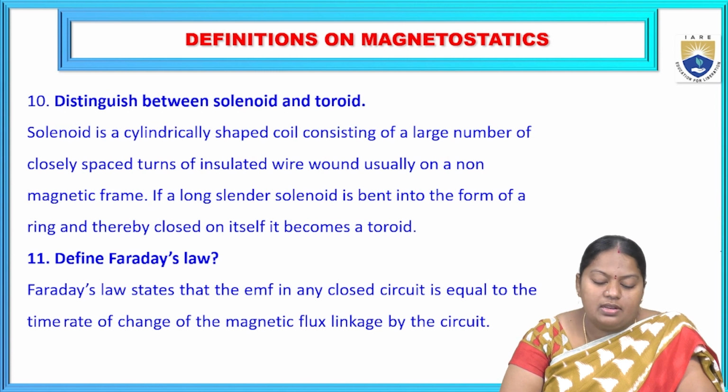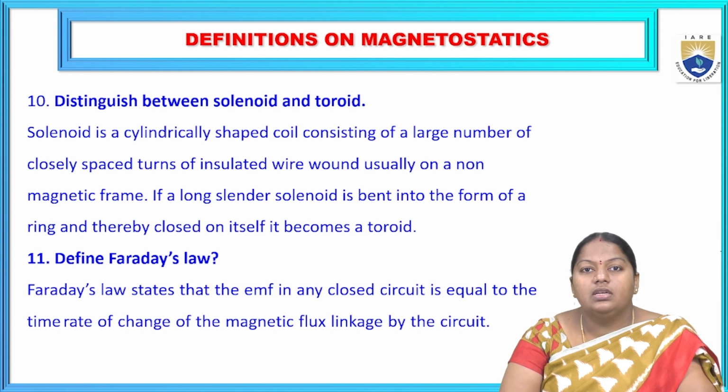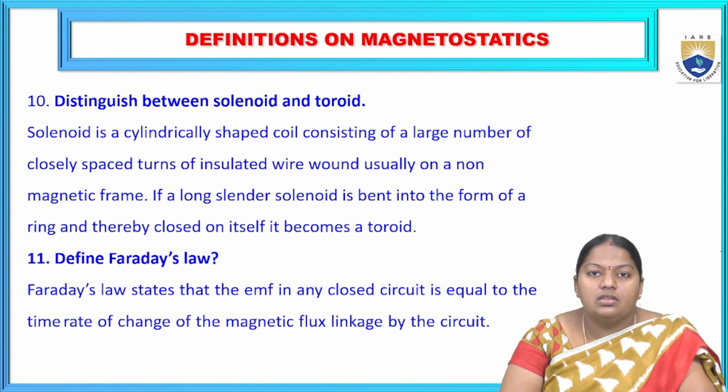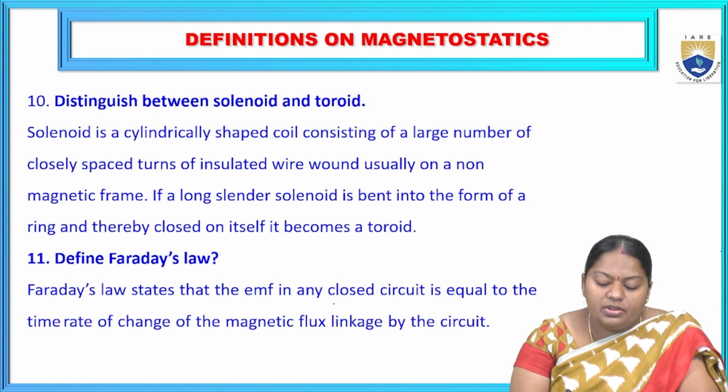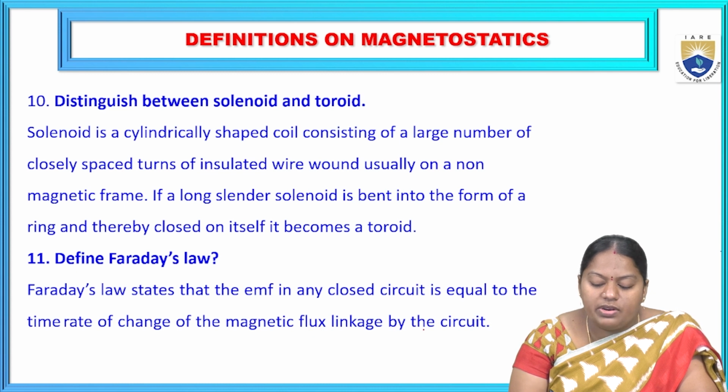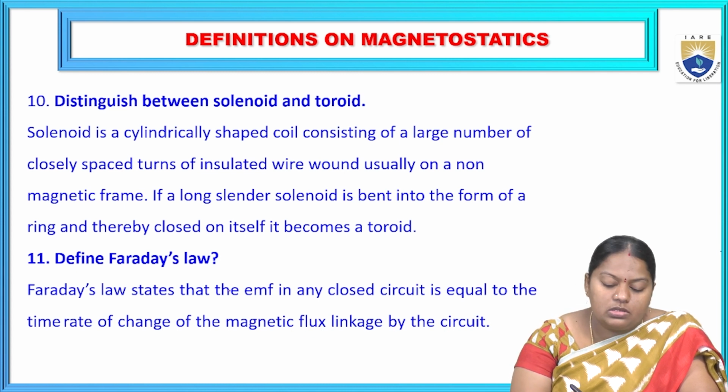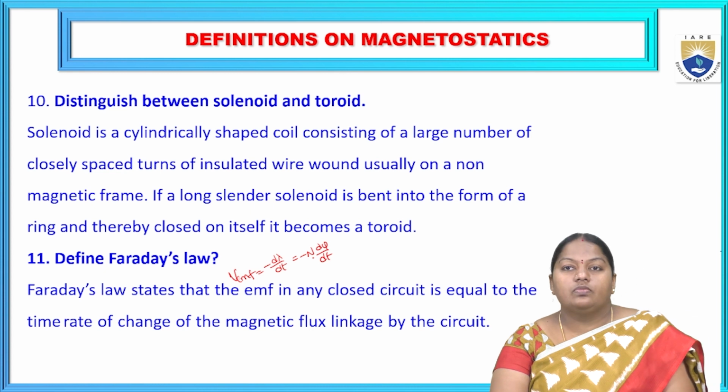Let's define Faraday's law. Faraday's law is one of the Maxwell's equations, considered in time varying fields, electromagnetic waves and transmission lines. Faraday's law states that the EMF in any closed circuit is equal to the time rate of change of magnetic flux linkage by the circuit. That is given by V_emf = -dλ/dt = -N dψ/dt.